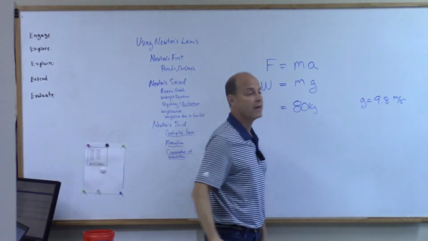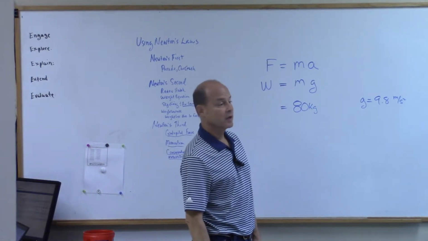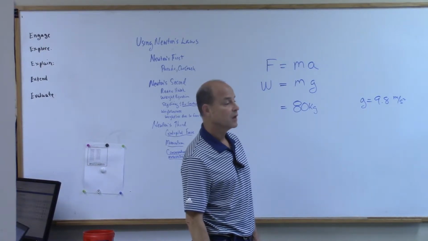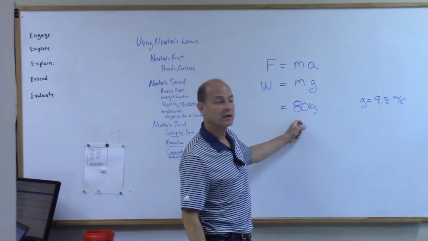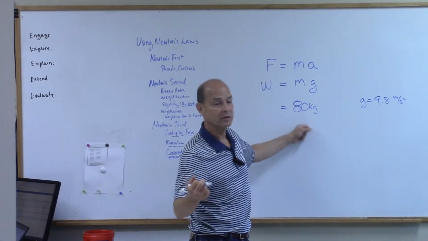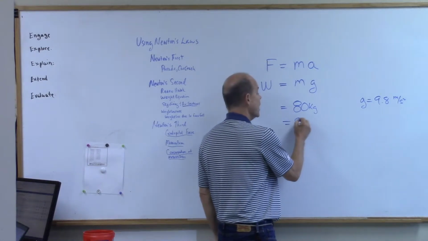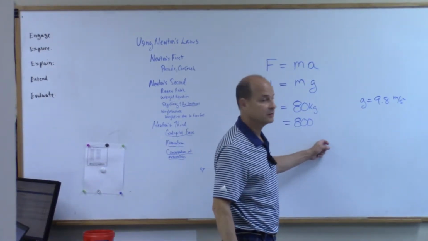My mass is about 80 kilograms. What is my weight? Can anybody tell me? 9.8 times 80, right? 9.8 is pretty close to 10, right? Okay, can we just say, what's 10 times 80? 800. So, I'm about 800 pounds, right?